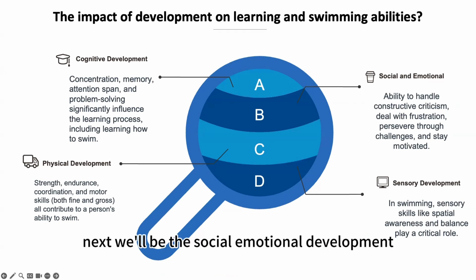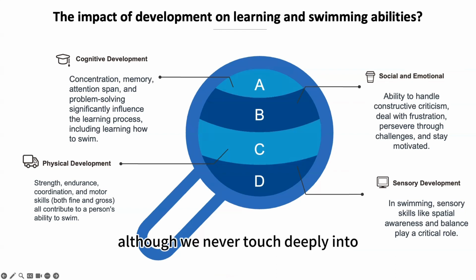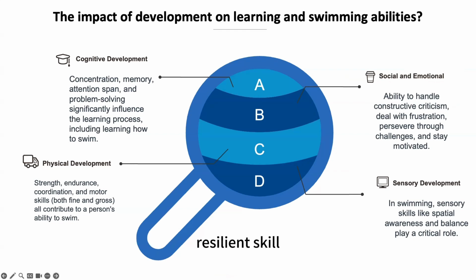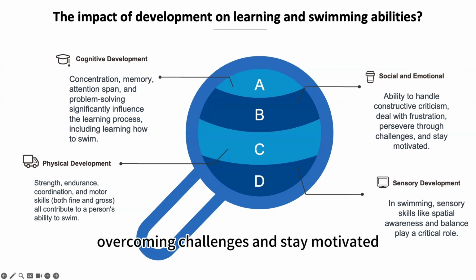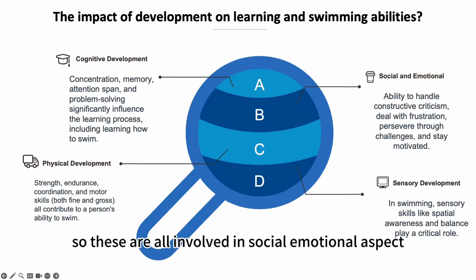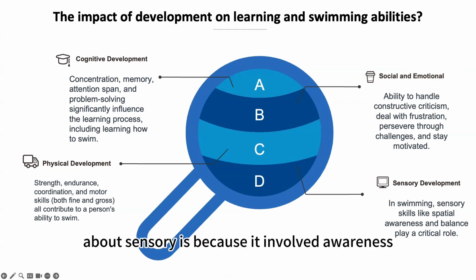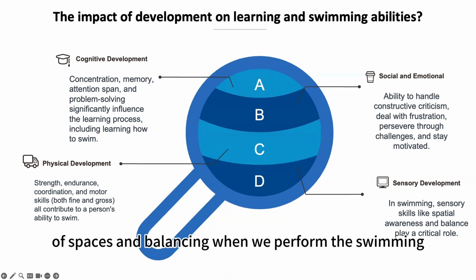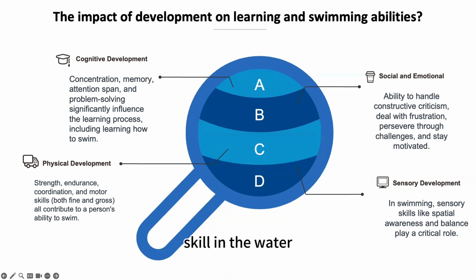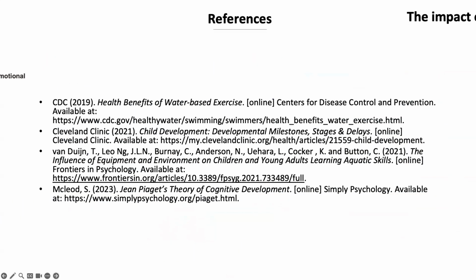Next will be social emotional development. Although we never touched deeply on this part in this video, it is related to the ability to handle criticism, deal with frustration, resilience, overcoming challenges, and staying motivated. So these are all involved in the social and emotional aspect. Lastly, sensory development. Swimming is also about sensory, because it involves awareness of space and balancing when we perform swimming skills in the water.